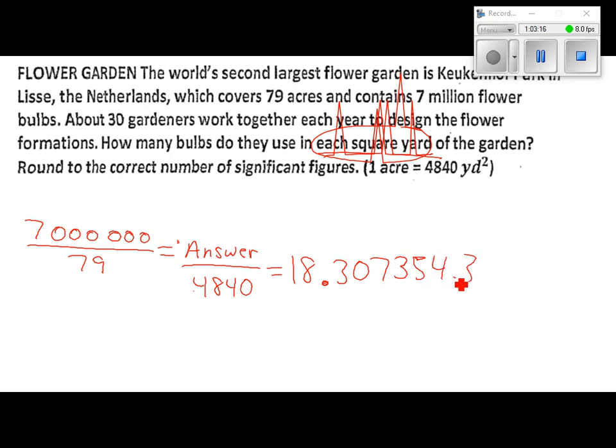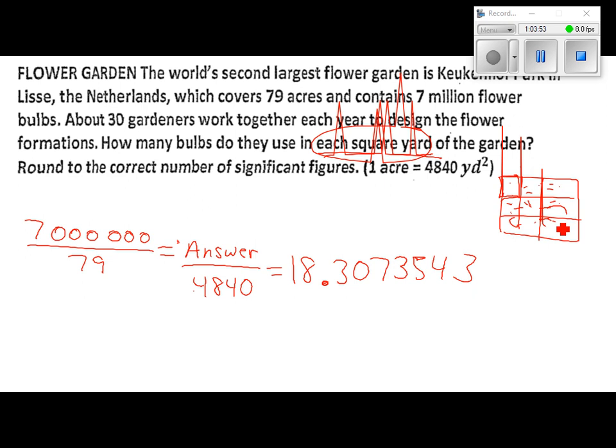Now here again is where you've got to use some common sense. We look back at all our numbers and their significant figures. What are we trying to find? How many bulbs do they use in each square yard? A square yard looks like this. Each one of these little blocks here is 1 foot by 1 foot. That's a square yard. We're trying to figure out how many bulbs are planted in there.